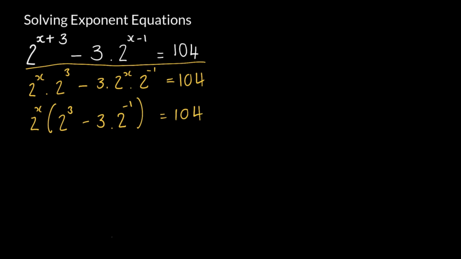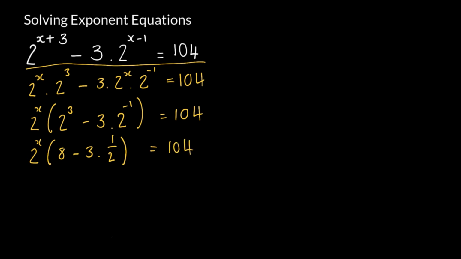Now, 2 to the power x is not our problem. What's our problem right now is what's inside the bracket. So that's what we're going to solve for really quickly. We're going to get 2 to the power x, and 2 cubed is 8, minus 3 multiplied by 2 to the power 1, which is the same thing as 1 over 2 to the power 1, which is a half. And that's going to be equal to 104.